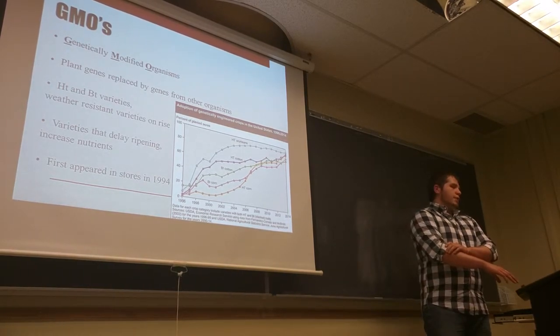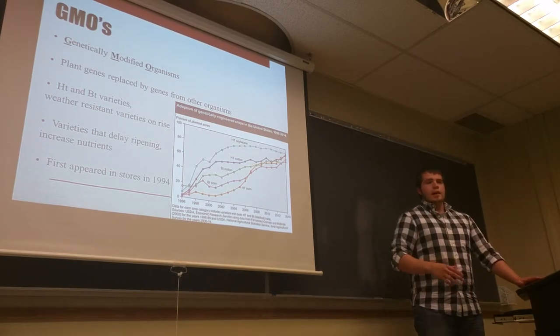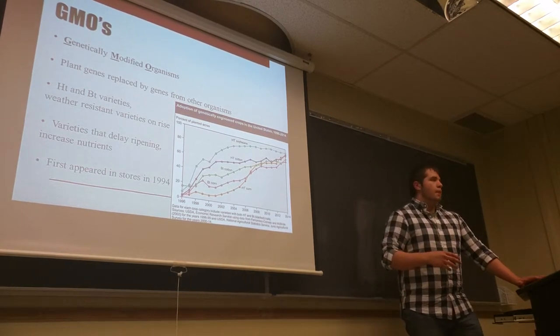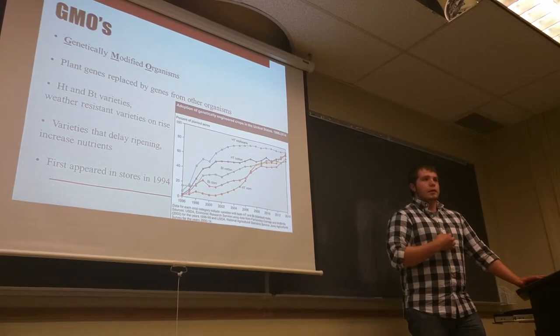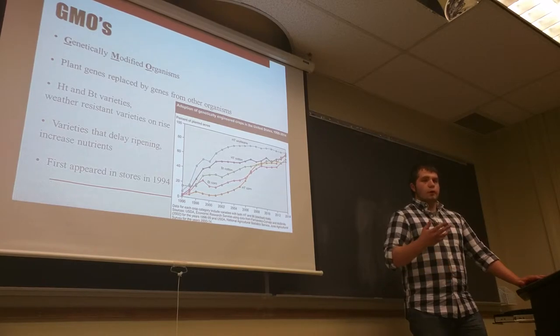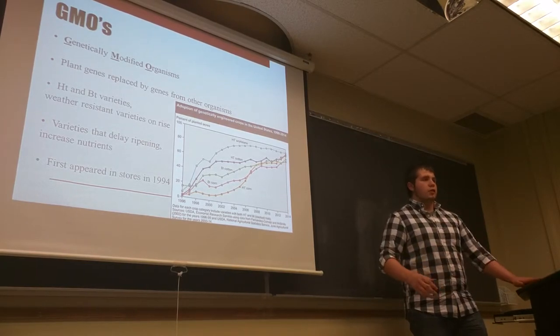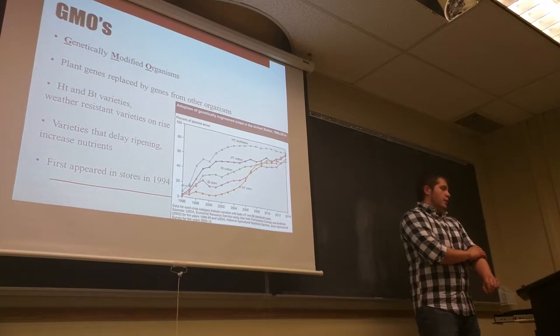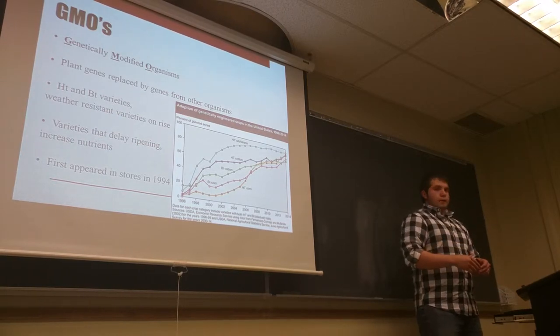The other kind is called BT variety, and this stands for BT toxin. BT toxin is completely harmless to us, but it's lethal to insects, so it acts as a pesticide. So these BT plants grow and create a pesticide in themselves, which eliminates the need for farmers to spray pesticide. They also have a couple of other varieties.